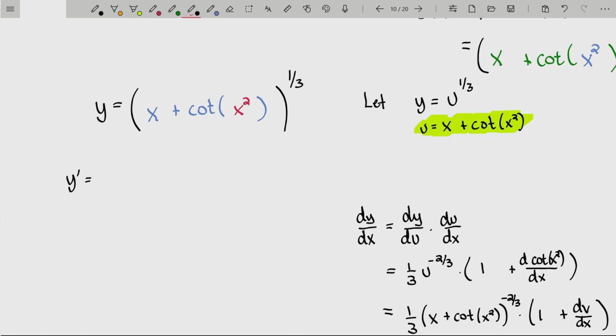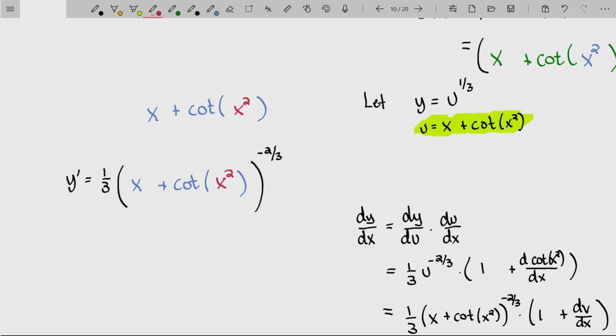Y prime is equal to the derivative of that black layer, which is 1/3 times something raised to the negative 2/3 power. Subtract 1 from the power, it becomes negative 2/3. And of course, you have to repeat what's on the inside, so I'll just write x plus cotangent of that x squared. Okay, and then I can erase the outer layer and say, okay, what's the derivative of that?